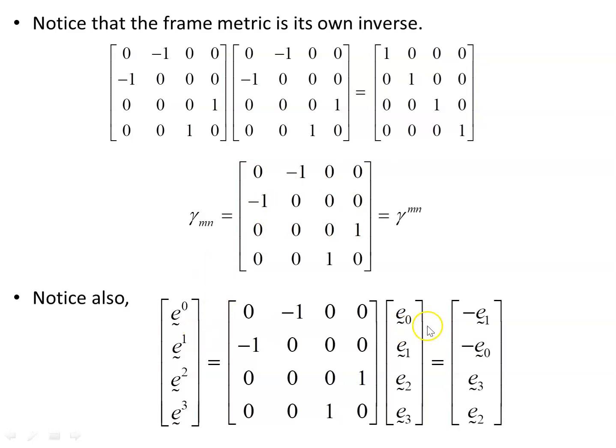Also, just notice a relationship between our tetrad basis vectors here and the frame metric, what it does to them. E0, when we raise the index to the upper place, is equal to minus E1. E1, when we try to raise the 1 index, we end up with a negative E0. When we try to raise 2, we end up with E3. Here, when we try to raise this 3 here, we end up with E2. That's the effect of this frame metric.